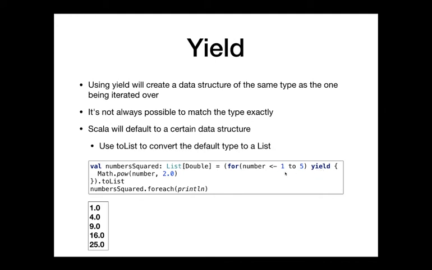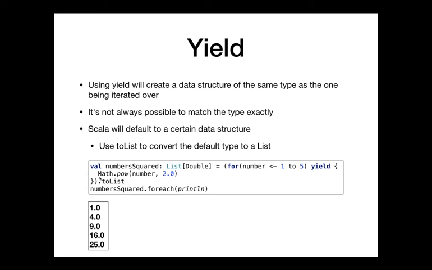Here, since yield is going to try to match the data structure type that I'm iterating over, and I'm iterating over a range in this case, it's not going to be able to match that data type. I can't have a range of doubles, and my loop is resolving to doubles. I have this double type parameter. A range of doubles doesn't make sense. It's just not what a range is. So Scala is going to default to some data structure type, which should be a vector, I believe. It's going to put all these into a vector of doubles.